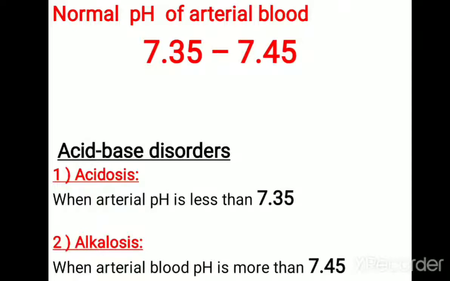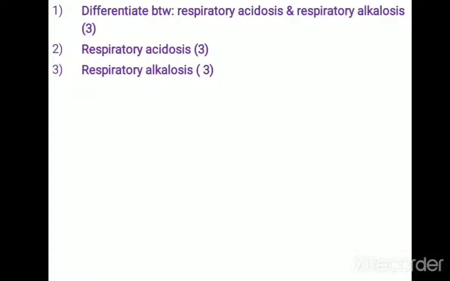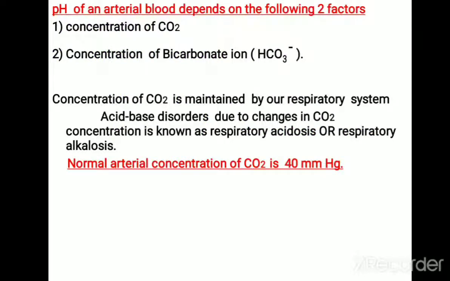be more than 7.45. And the second question is regarding respiratory acidosis and respiratory alkalosis. It's a 3-mark question. So here you should write that the arterial blood pH depends on two factors. One is the concentration of carbon dioxide, the second one is the concentration of bicarbonate ion. The concentration of carbon dioxide is regulated by the respiratory system, whereas the concentration of bicarbonate is regulated by the renal system, that is the kidney.